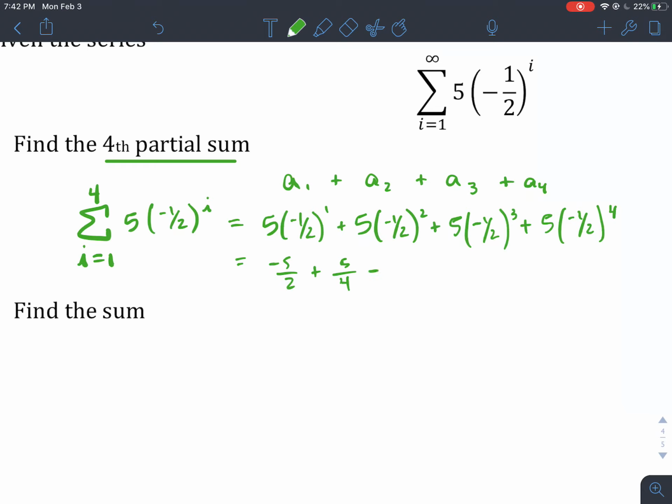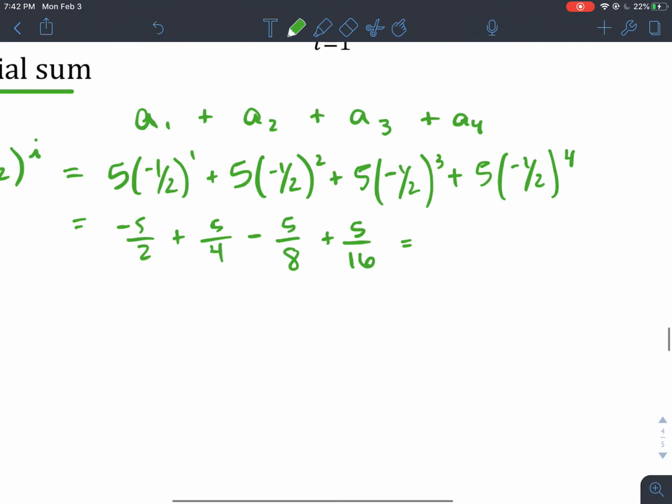-1/2 cubed is negative, so instead of plus, I'm going to minus 5/8, plus, because -1/2 to the fourth is positive, 5/16. So adding these up, we get a common denominator. You do your arithmetic, making your second grade self very proud of your ability to add these up without a calculator. And we get -25/16. And that is our fourth partial sum.